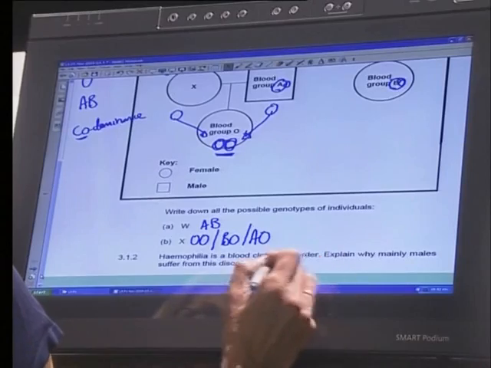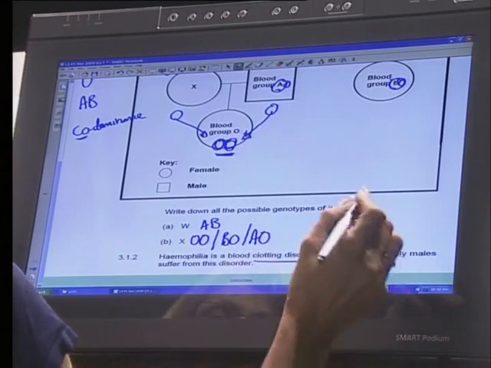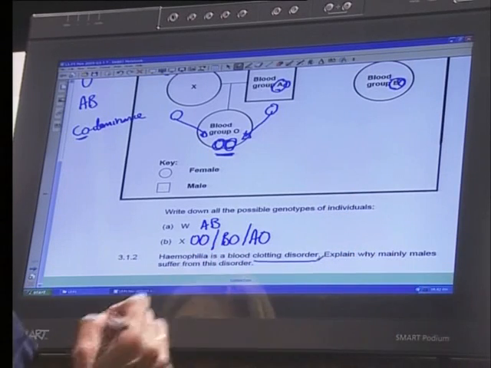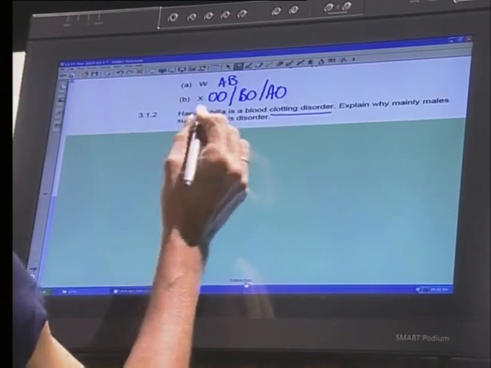Now they say here, hemophilia is a blood clotting disorder. With that blood clotting disorder, explain why mainly males suffer from this disorder. That's very easy, because the gene that causes hemophilia sits on the female's X chromosome. If it sits on the X chromosome, the male Y chromosome doesn't have a compensating allele.